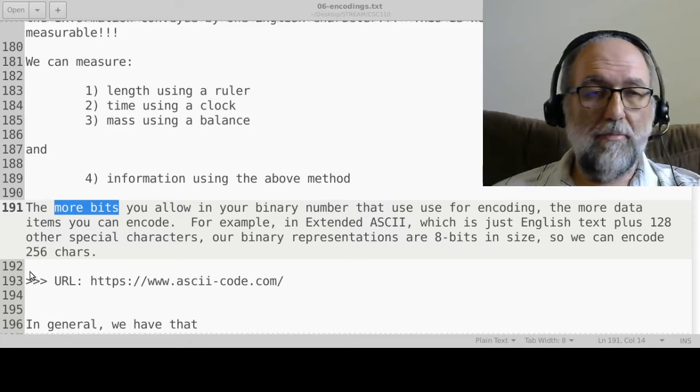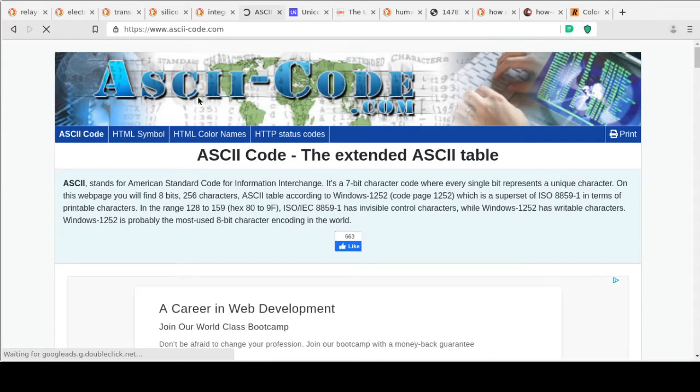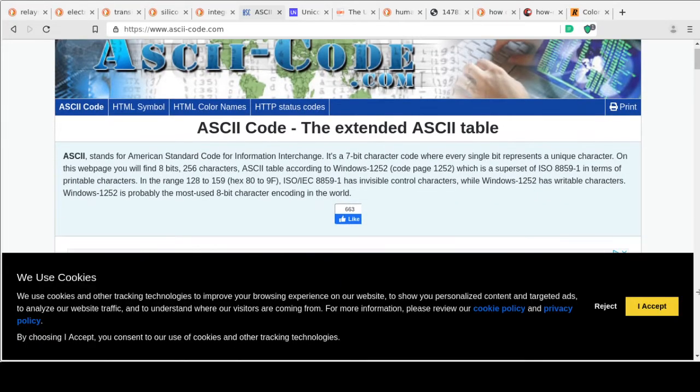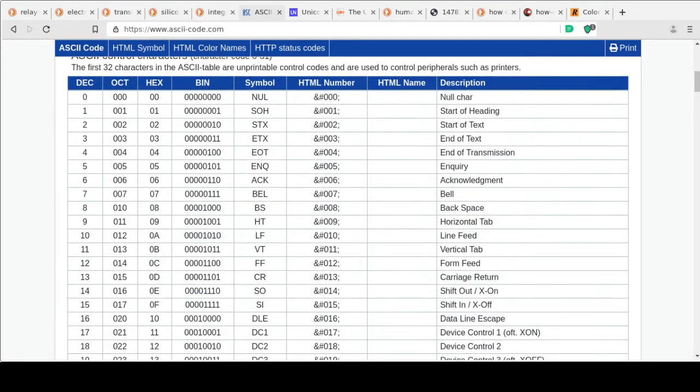Let's take a look at some ASCII characters, and where is that? There it is. So here's ASCIIcode.com. All right, let me accept. And here it is. Here's the ASCII code. What you're seeing there is several columns. One column is just decimal numbers, and then the others are octal and hexadecimal.